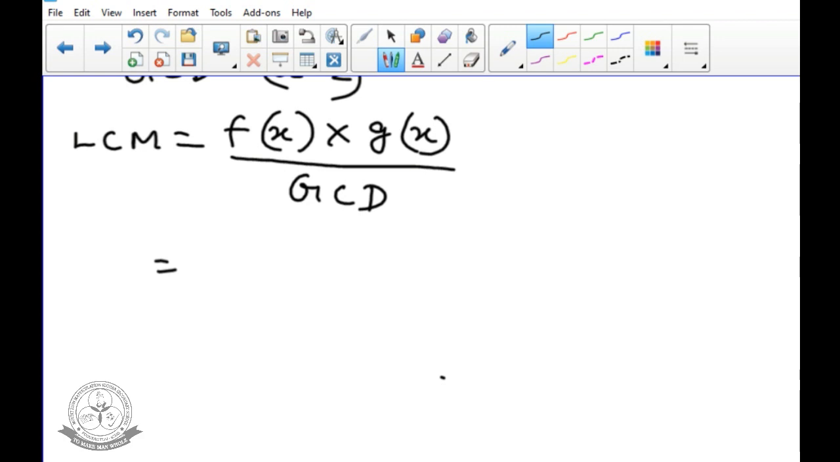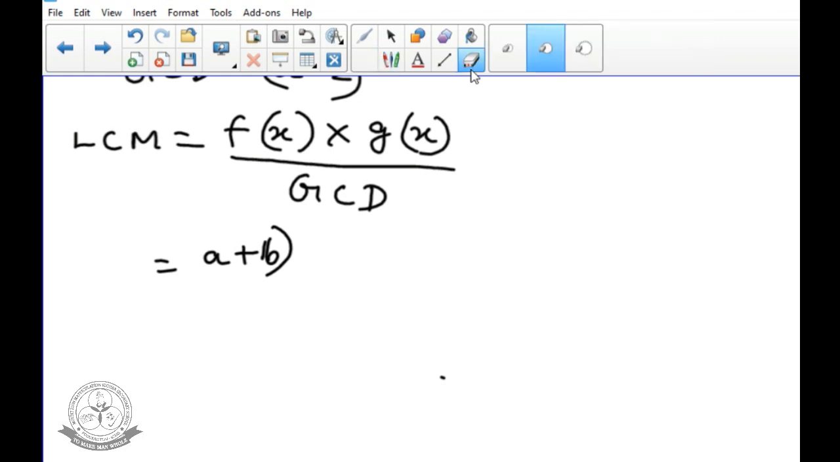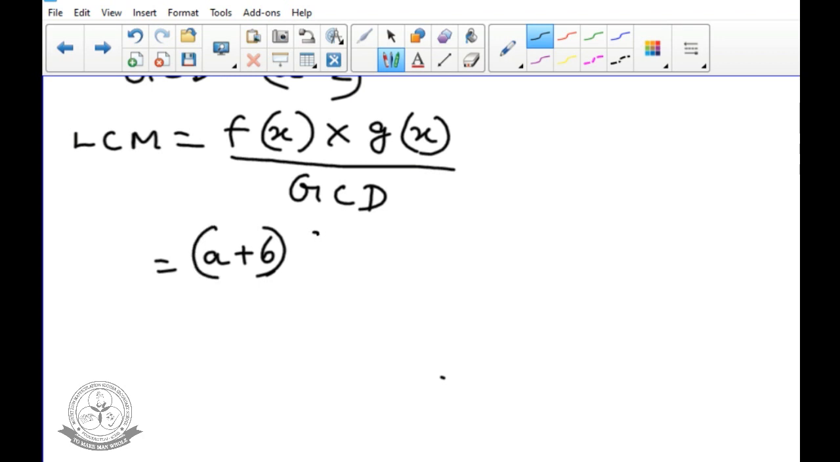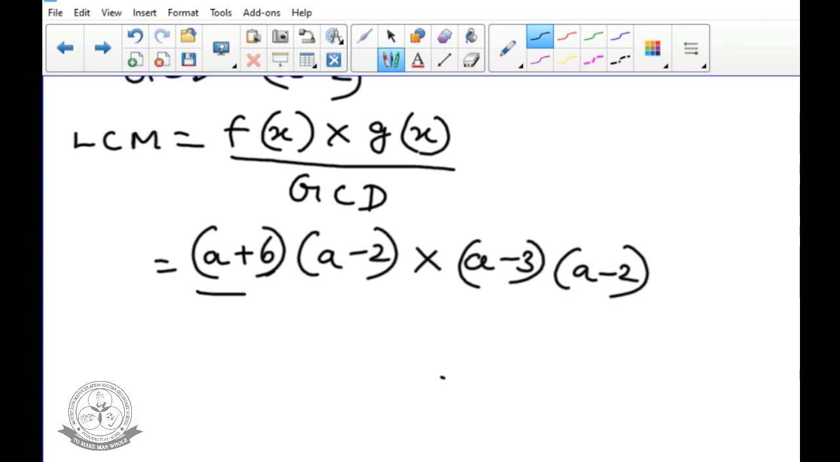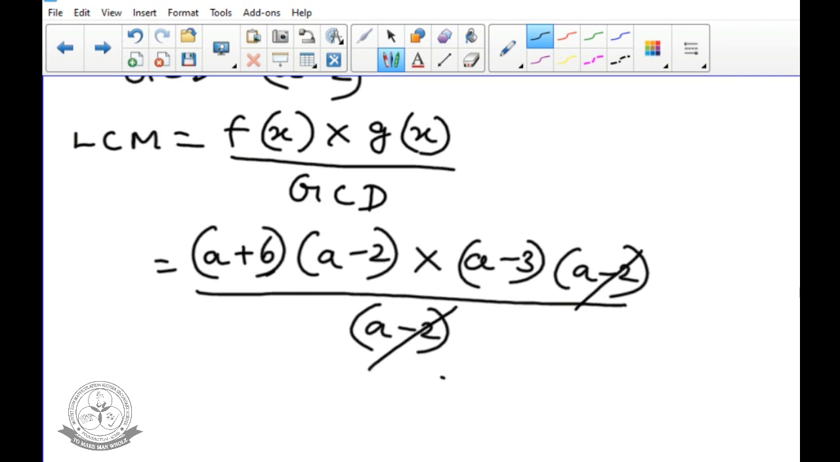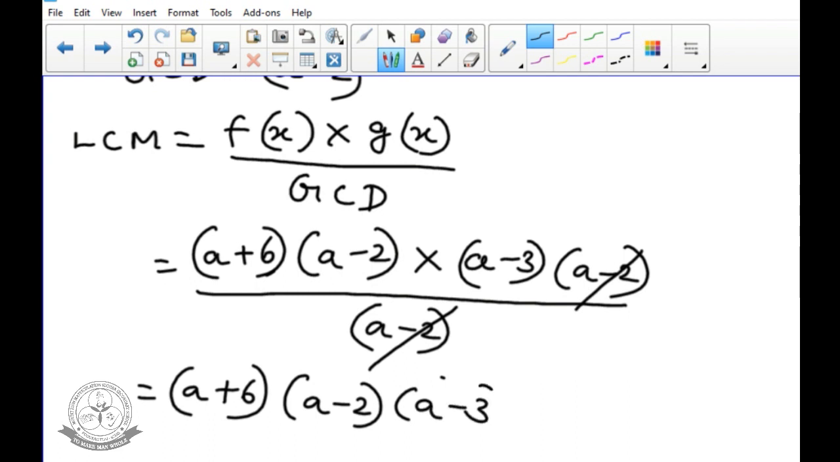Here you have to substitute the value. F of x is what? a plus 6 into a minus 2 into g of x is what? a minus 3 into a minus 2, divided by GCD, which is a minus 2. So a minus 2 will be cancelled. The remaining terms are a plus 6 into a minus 2 into a minus 3.